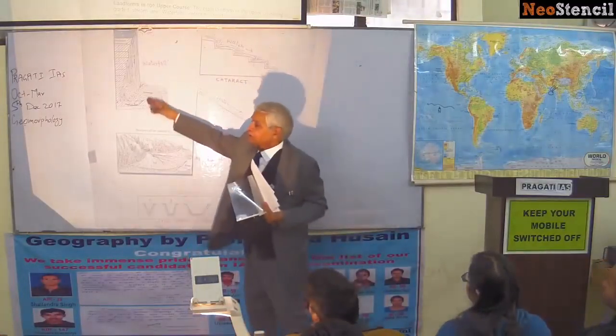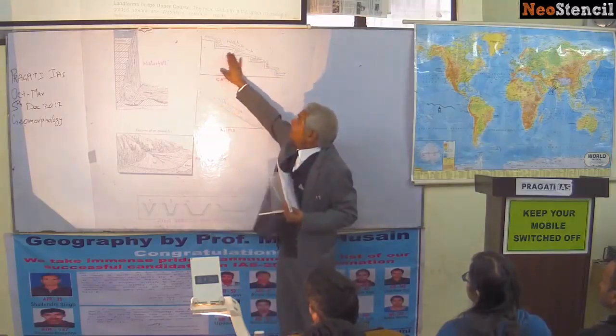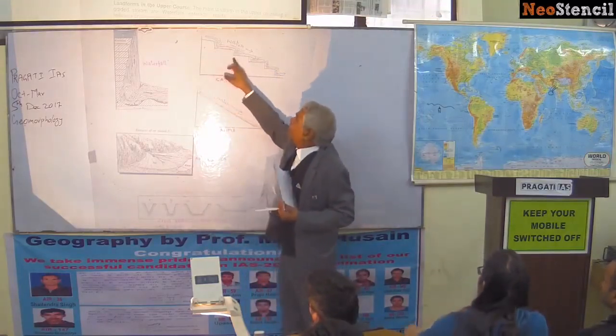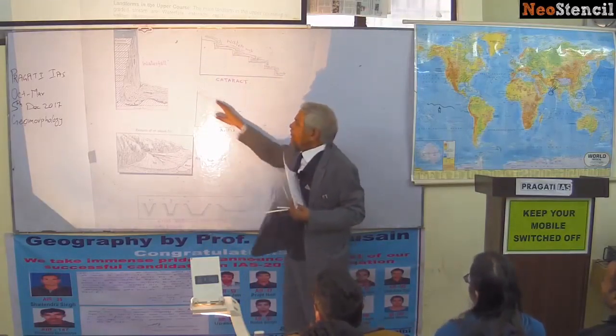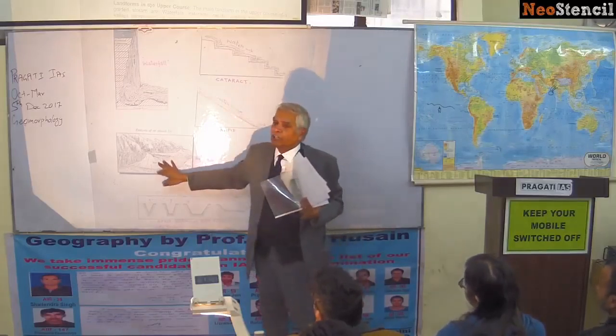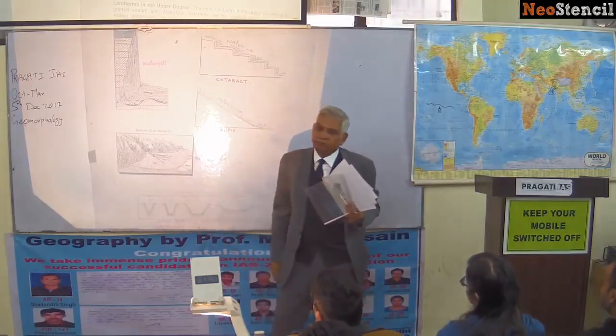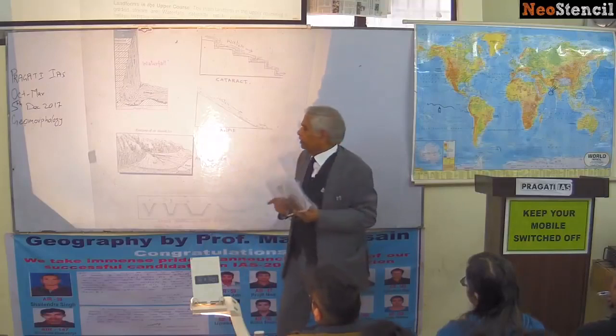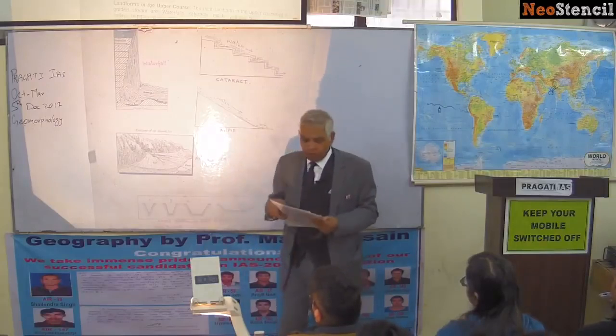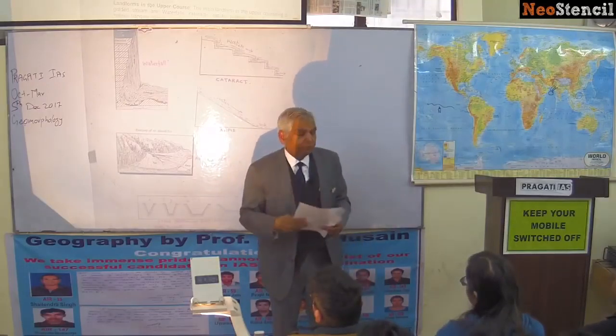This is a waterfall. It is a cataract. There are small waterfalls. This is a rapid. On the mountains there will be an alluvial fan between the peaks. River terraces. So this is enough.